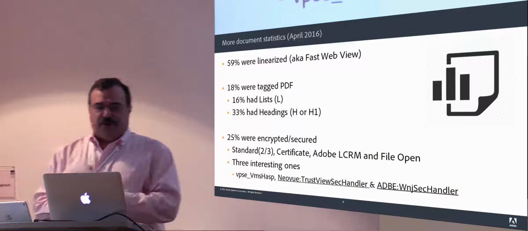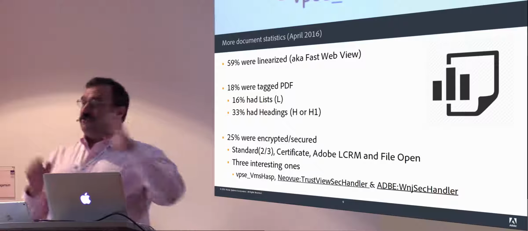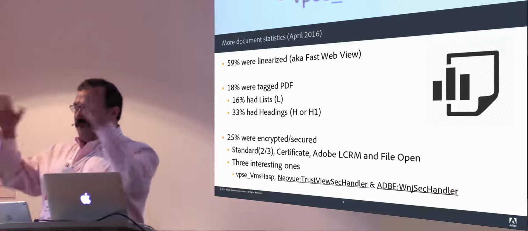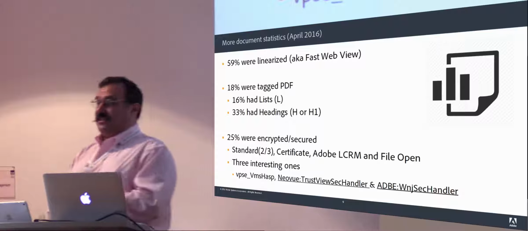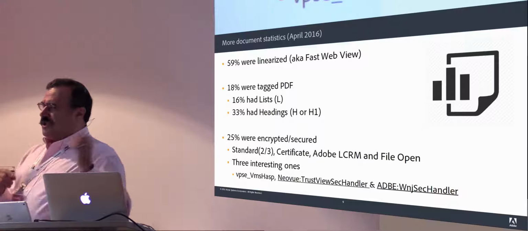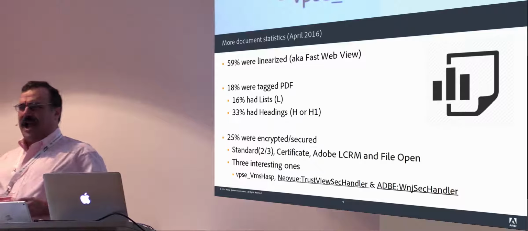So I thought it was interesting. I put two specific statistics up. So of those 18%, of the total set of tagged PDFs, 16% of them had lists in them. I went back and looked. I forgot to put it on the slide. About the same number had tables.